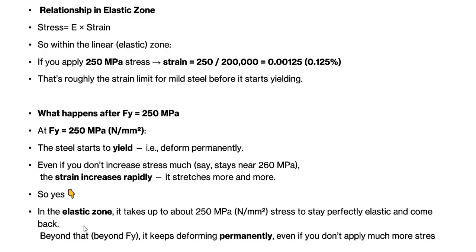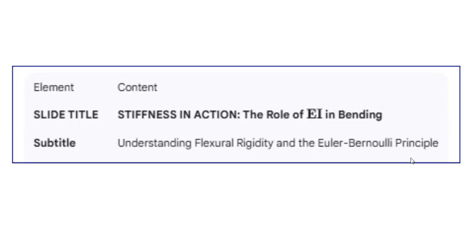So in the elastic zone, it takes up to about 250 Newton per mm square stress to stay perfectly elastic and come back. Beyond Fy, that is the yield point of 250 Newton per mm square for mild steel, it keeps deforming permanently even if you don't apply much more stress.